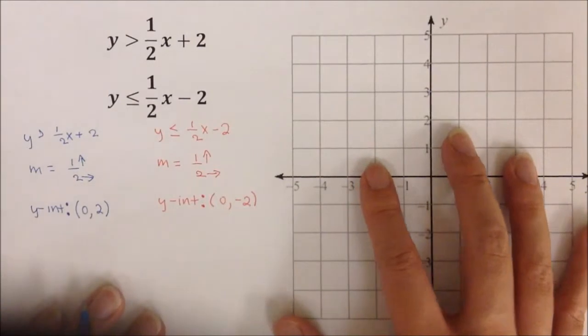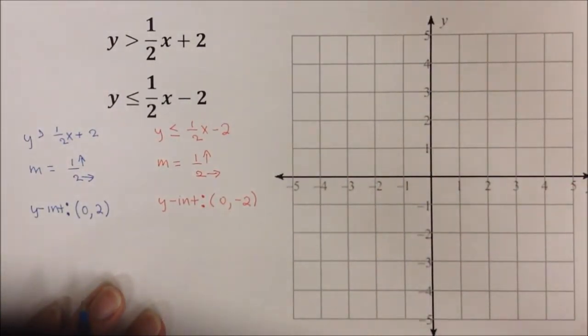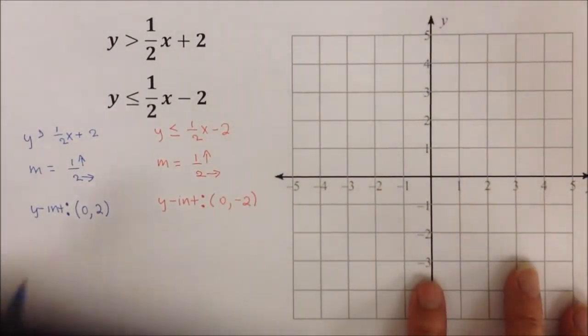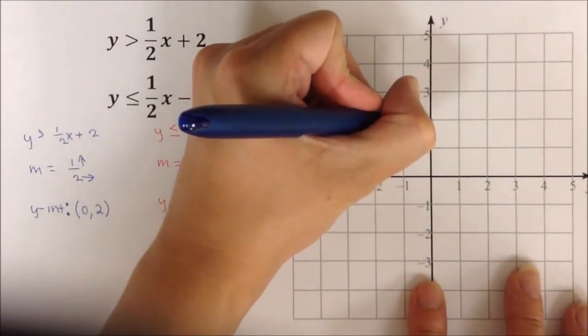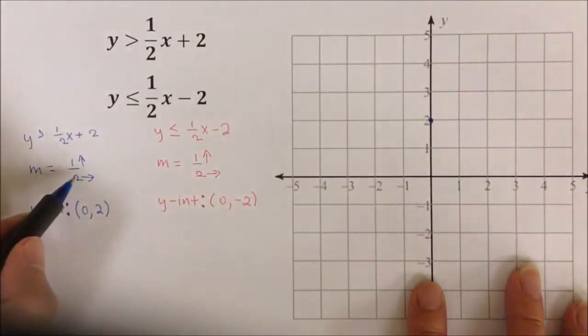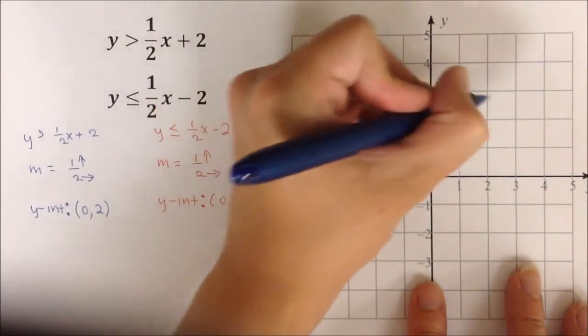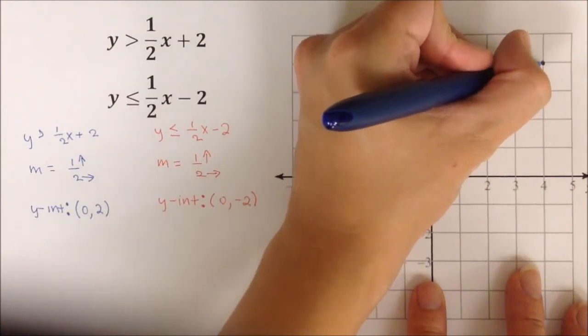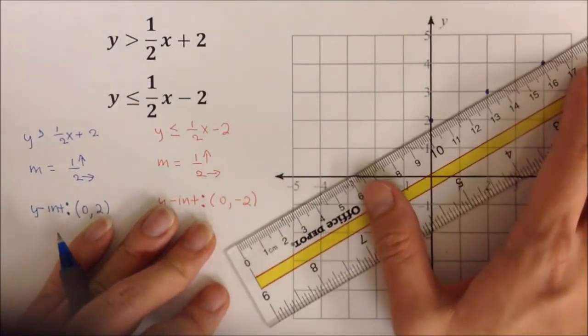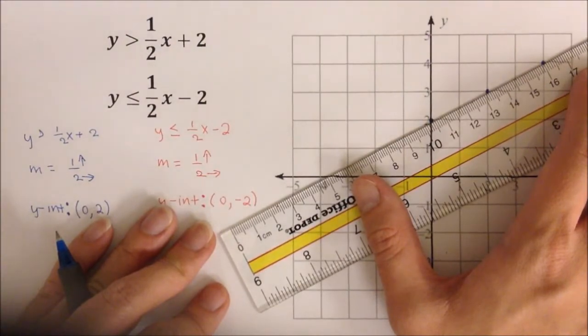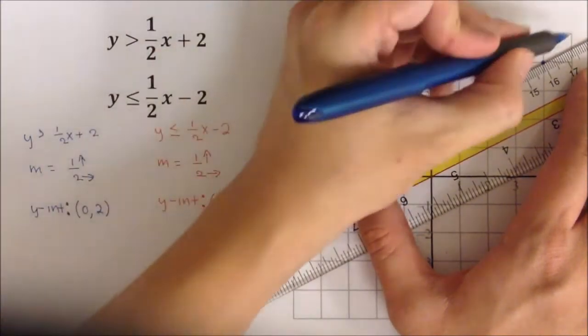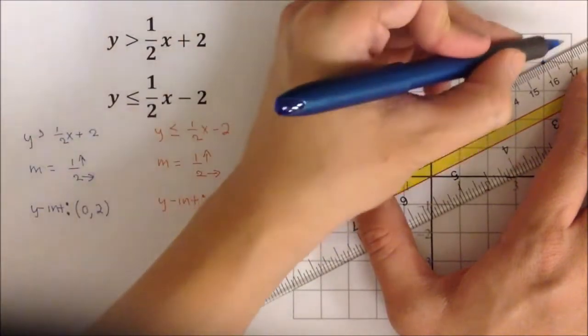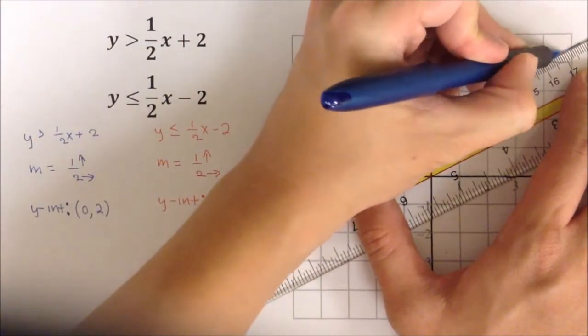Alright, so let's graph our first line. Starting at our y-intercept, (0, 2) is going to be up here. Now, it's telling me for the slope, up 1, right 2. So I'm going to go up 1, right 2. Up 1, right 2. So I got 3 points I'm going to graph right here. Based on the inequality sign, it's going to be a dotted dash line.